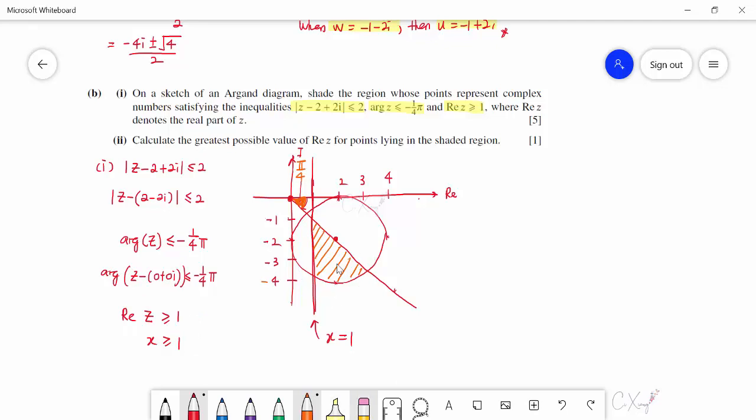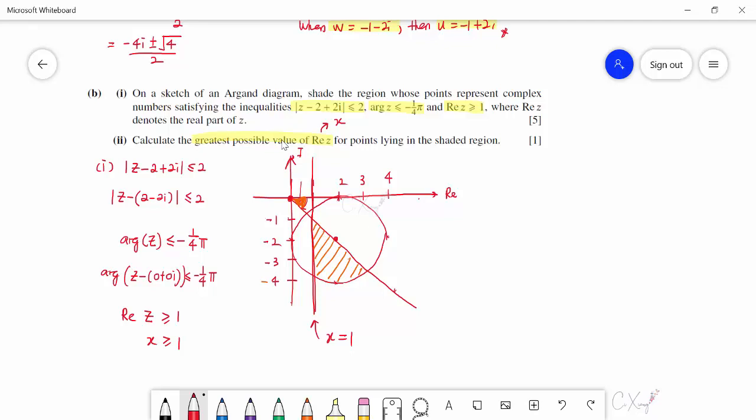Okay, all right. Then now, when we go to part number 2, they want us to find out the greatest possible value of real z for the points lying in the shaded region. So the shaded region is this one. The greatest possible value of real z means the greatest possible value for x, for the points that lie in the shaded region.